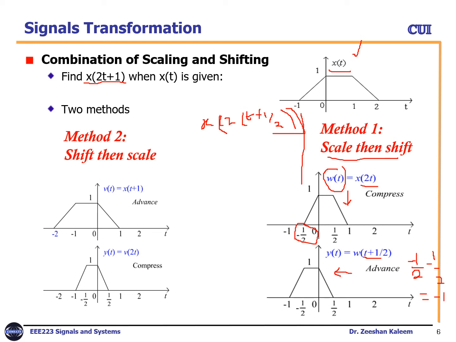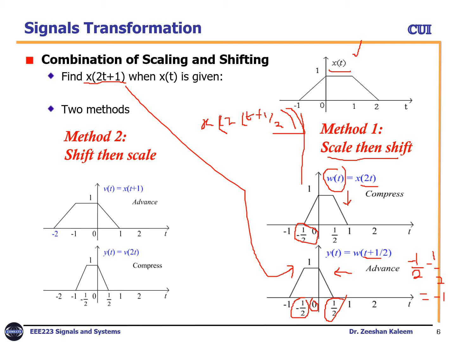For 0 minus 1 by 2, it becomes minus 1 by 2. And for 1 by 2 minus 1 by 2, it becomes 0, right? And for 1 minus 1 by 2, it becomes 1 over 2. So by using method 1, scale and then shift, we obtain the signal x2t plus 1. So this is the shape of x2t plus 1, but we performed it in two steps. First is scale, then shift.